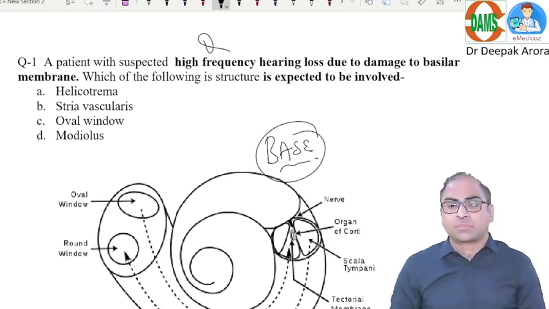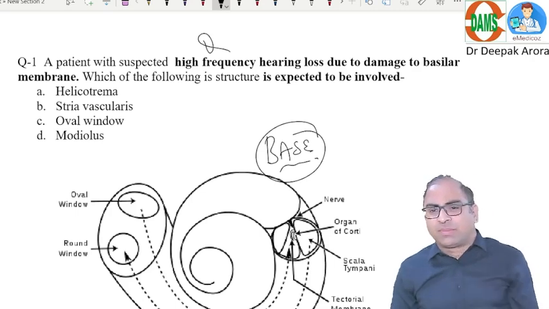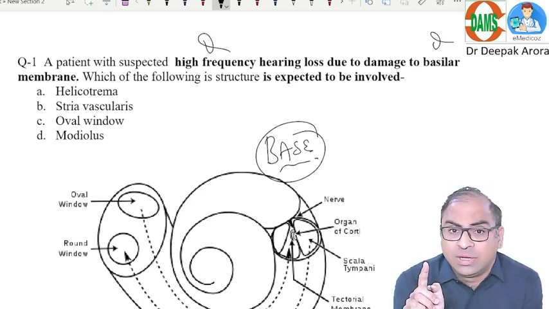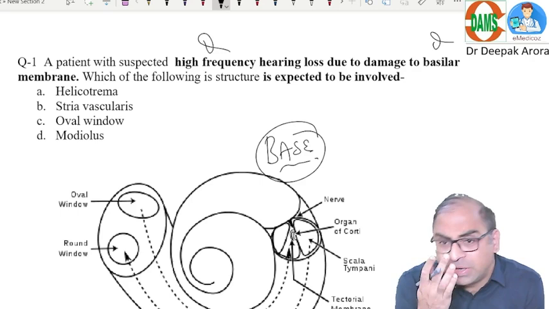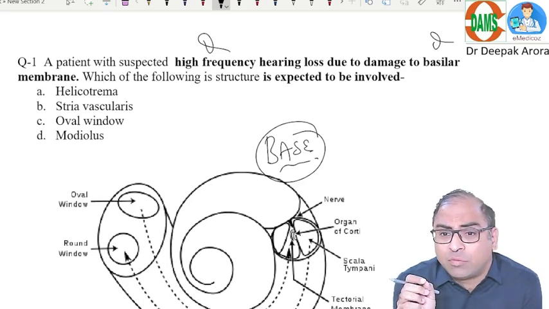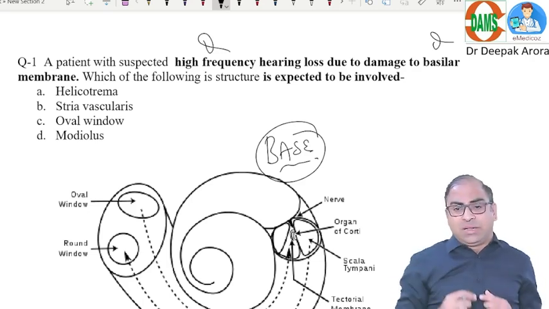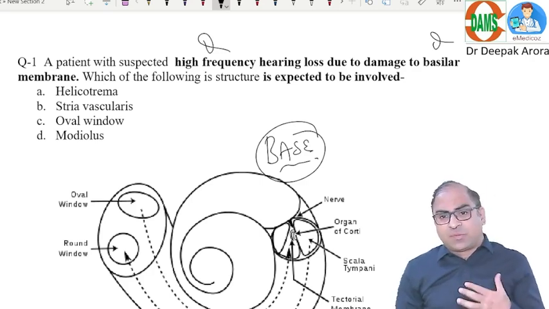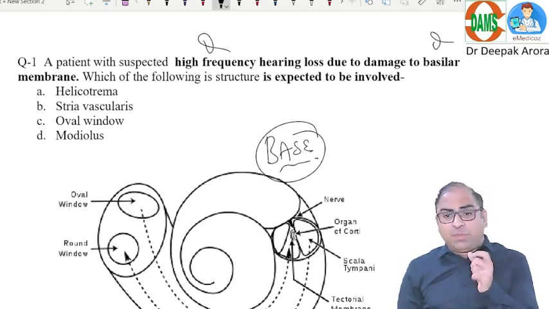Clear? Then the examiner is giving you some extra fact, that it is due to damage of the basilar membrane, to confuse you, beta. The examiner mentions the basilar membrane, whether it is apex or base. Obviously the organ of Corti, which is present on the basilar membrane, will be affected. The MCQ asked which of the following structures is expected to be involved, which is closer to this segment, or which area is very close to this part. So the answer is base of the cochlea, beta.